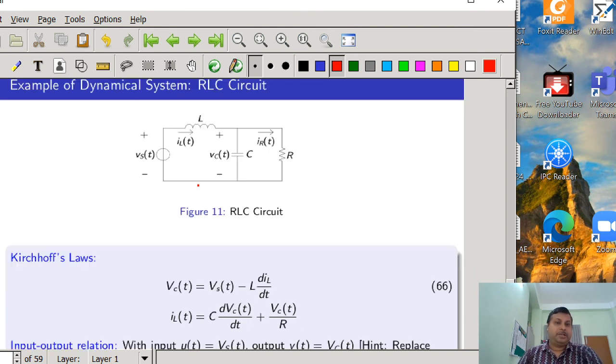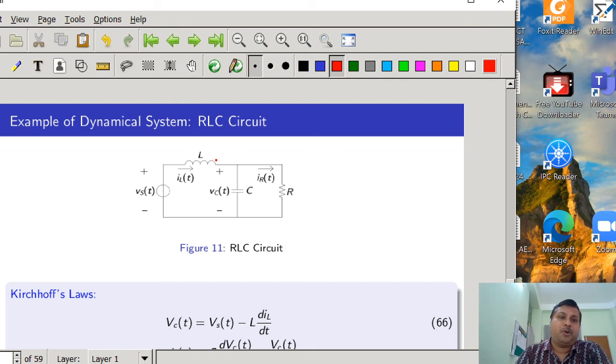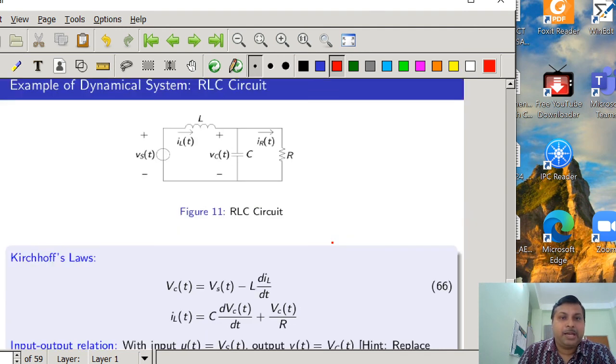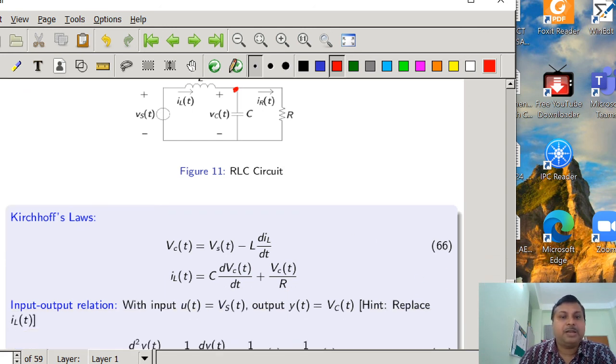Now you see the example we considered at the beginning, a simple RLC circuit. If we apply KVL, we can write that vC(t), the voltage across the capacitor, is equal to the input voltage vs(t) minus L times diL by dt. If we apply KCL at this junction, we can write that iL(t) is equal to C times dvC by dt plus vC(t) by R. So these are the two differential equations describing the dynamics of the system.